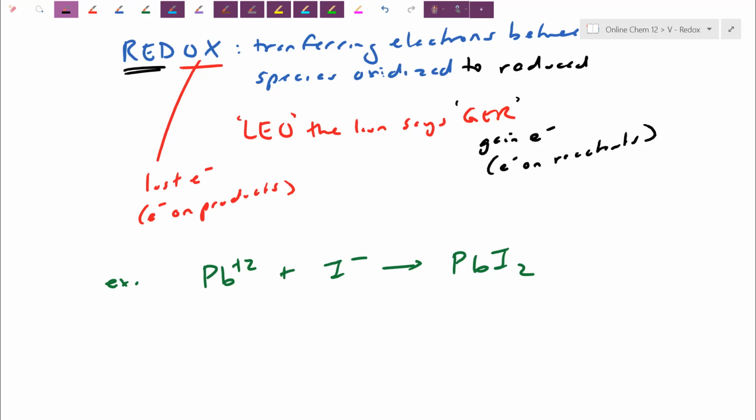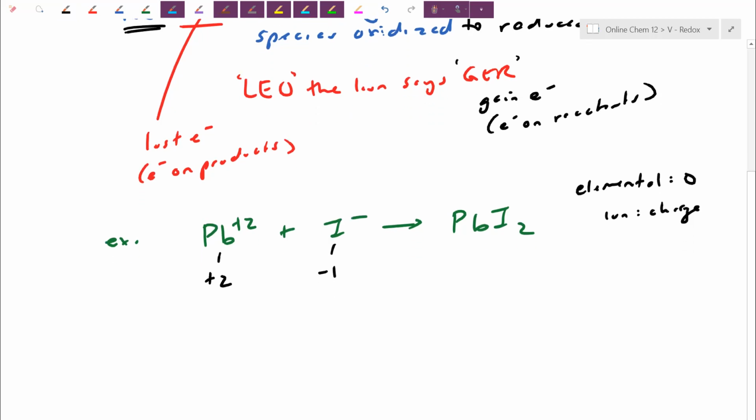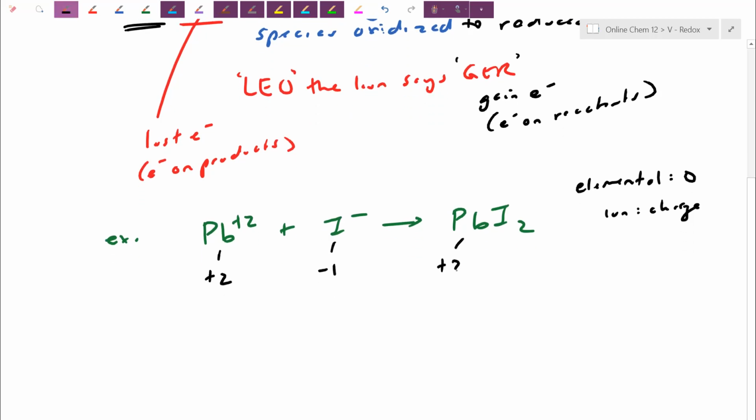So we found that there was a whole list of rules here. If we had an elemental state, we called it 0. Well, nothing's elemental here. If it was a simple ion, we just gave it its charge. So I have two simple ions here. Pb is +2. If I pretend it's ionic, that's basically +2. Iodide is -1. How about in the compound here? Well, the lead is still +2, and the iodide is still -1.